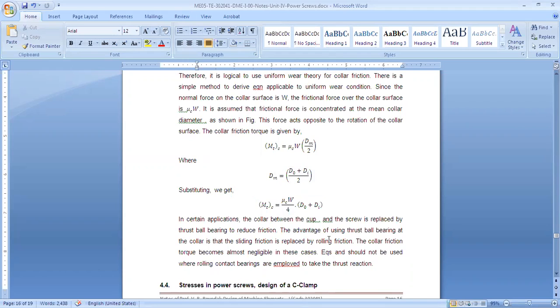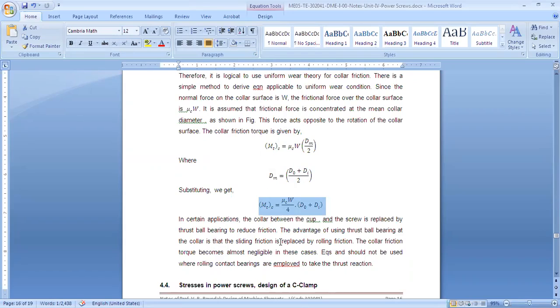Okay, so now we know what is the torque required for the collar, and what is the torque required to raise or lower the load. Now we can use these torques and add them to calculate the total torque. Now we will use this total torque for the design of the different screws.